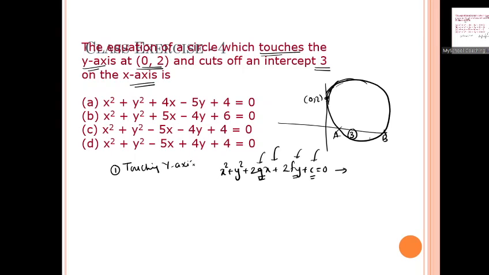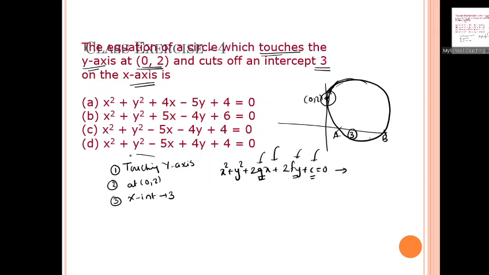The circle touches the y-axis is a condition, okay? And what is the second condition? At 0 comma 2, where it exactly touches is also given, okay? And what is the third information? Can anybody tell me what the third information is? Sir, x intercept. Yes, x intercept is 3 units.